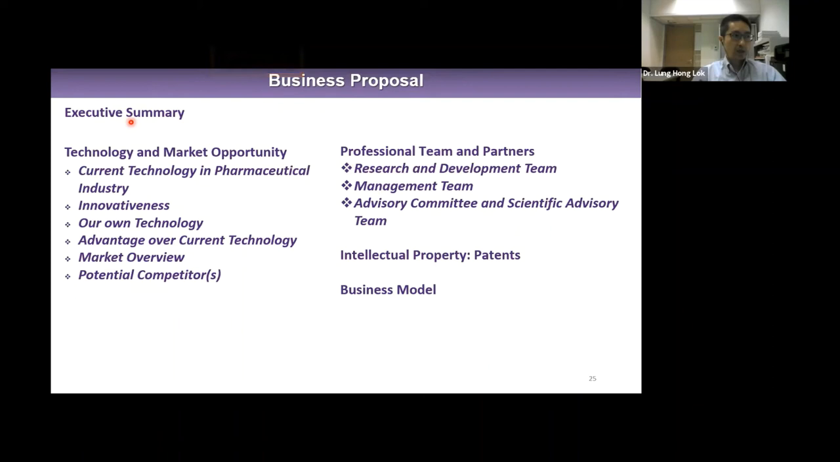And you have to also show the market overview, what is the market opportunity for your technology. And also you have to introduce your team members and the partners for your business. And of course, you have to mention that your technology is well protected by patents, and the business model, how you're going to make money. So you can imagine, you have to put all of this in just one single paragraph. You have to be very precise. But in the actual main content, in the business proposal, you can elaborate all those items.